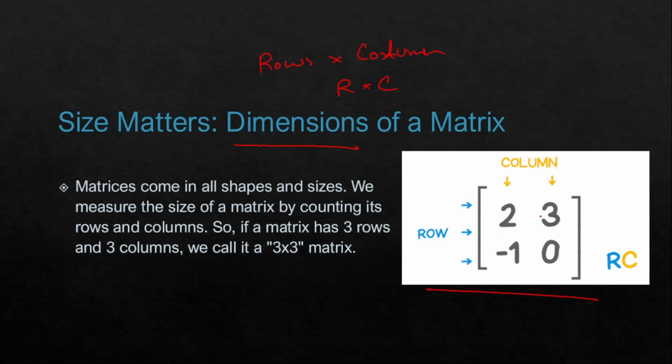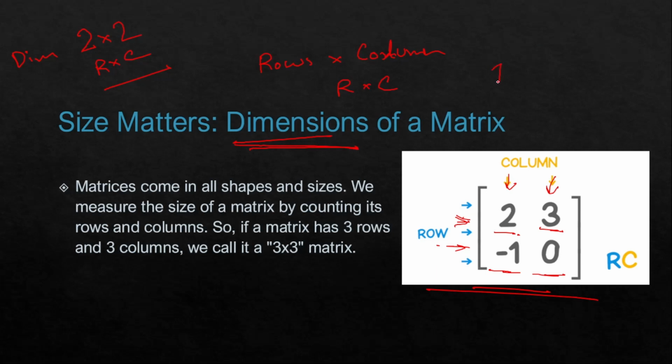Let's see this example. We have a matrix with two rows. In the first row, there's the number 2 and the number 3. In the second row, there's -1 and 0. We have two columns. In the first column, we have 2 and -1. In the second column, we have 3 and 0. So we can write the dimension as 2 rows times 2 columns. This is the dimension of this matrix, R times C. The dimension helps us understand what size and shape the matrix is.